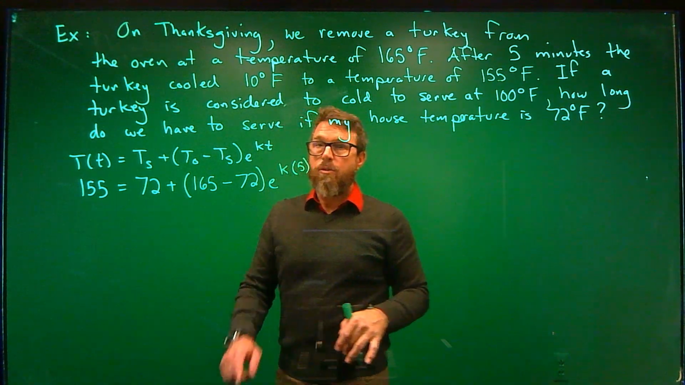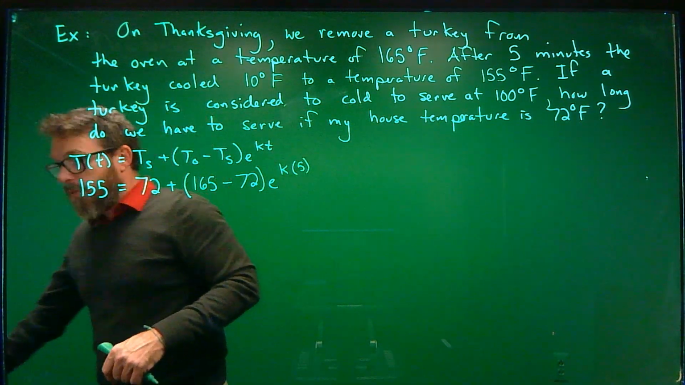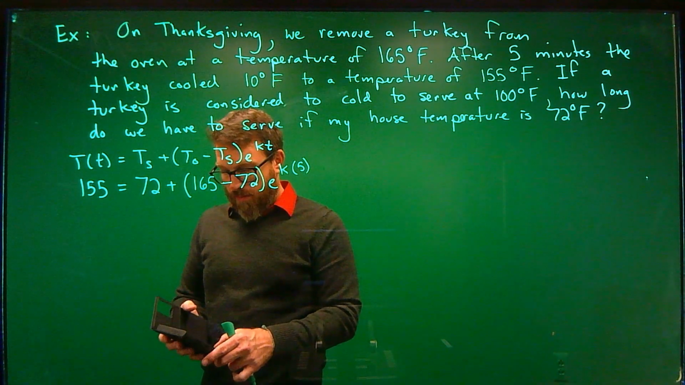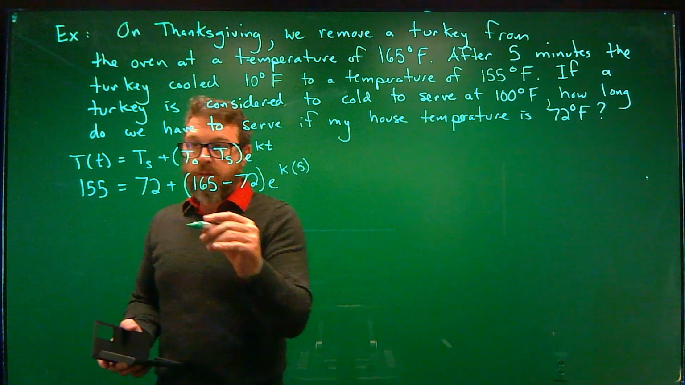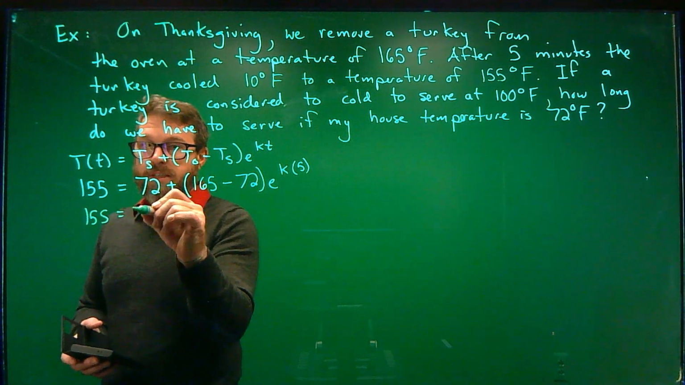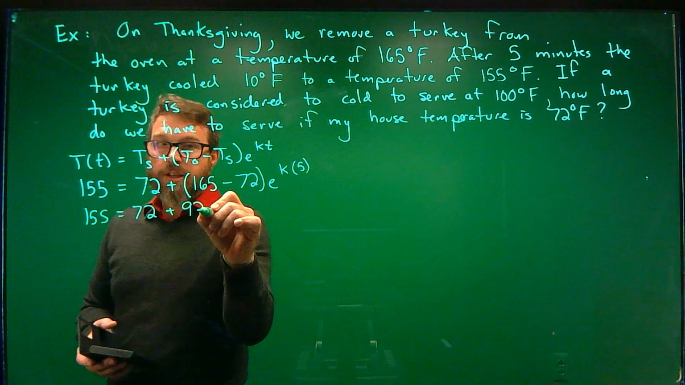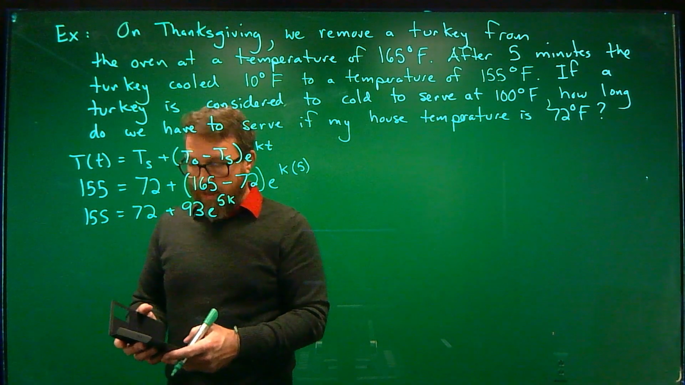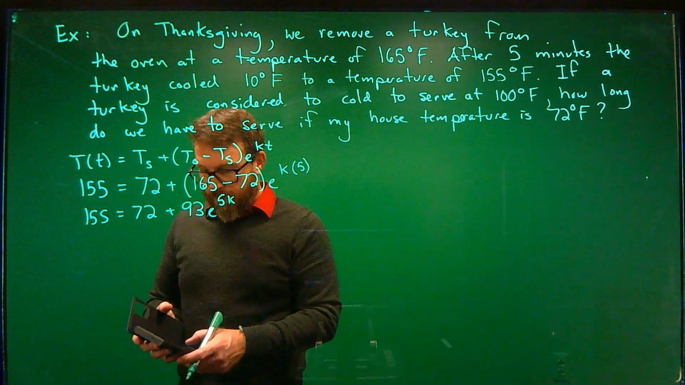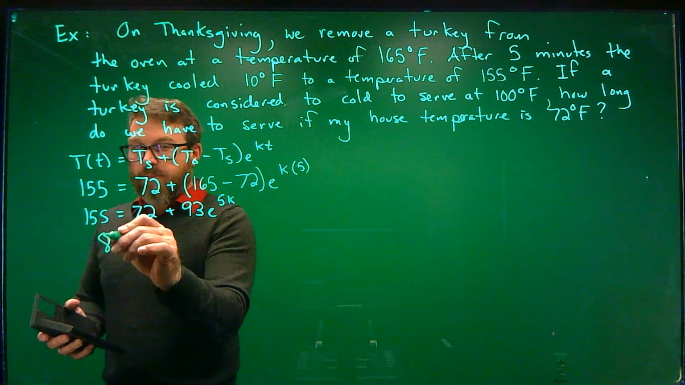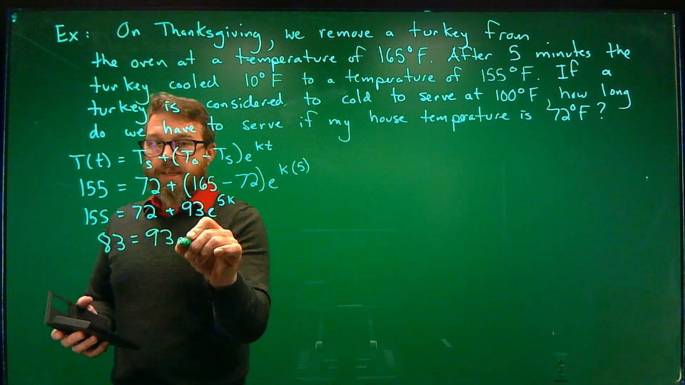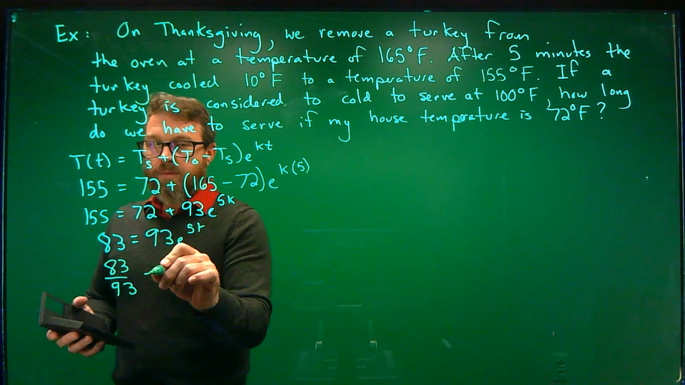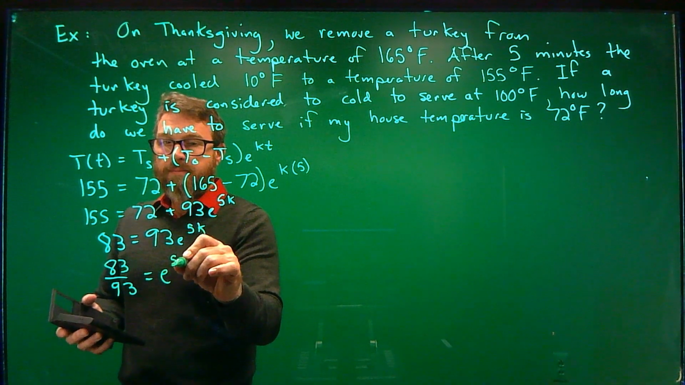Now what this allows me to do is go ahead and solve this thing for k, so let's do some of the arithmetic here. So 165 minus 72 is equal to 93. So 155 is equal to 72 plus 93e to the 5k. Then we're going to subtract off 72 from 155, which gives us 83, equal to 93e to the 5k. Dividing by 93 is going to give me e to the 5k.